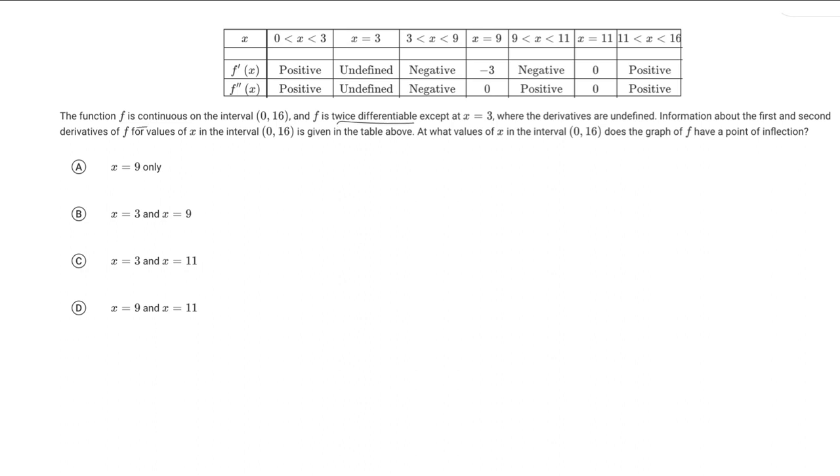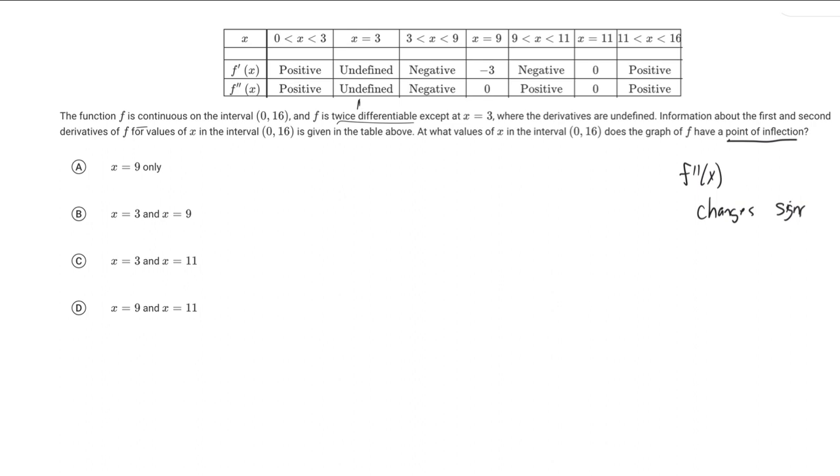And it's twice differentiable, which means we can take the first and second derivative, except at 3, so that's our bad value. Information about the second derivative is given to us. At what values does the graph have a point of inflection? Point of inflection means our second derivative changes signs. And it's only one place this happens.